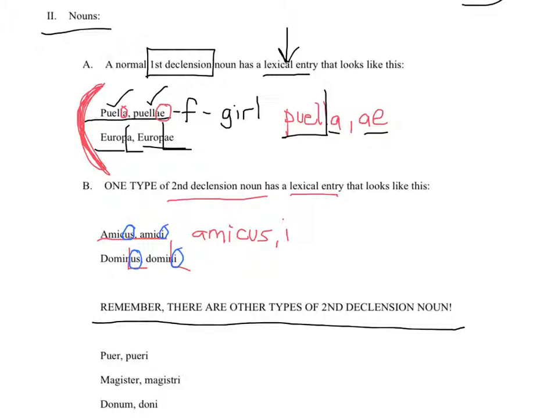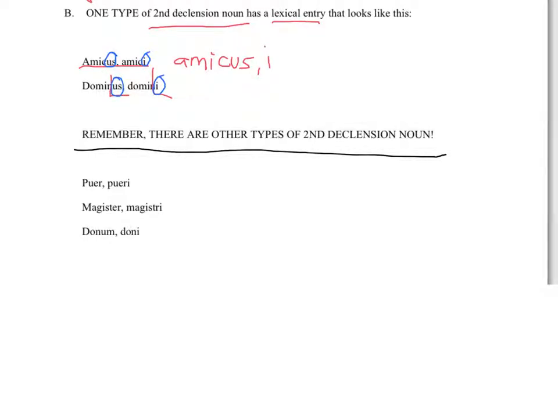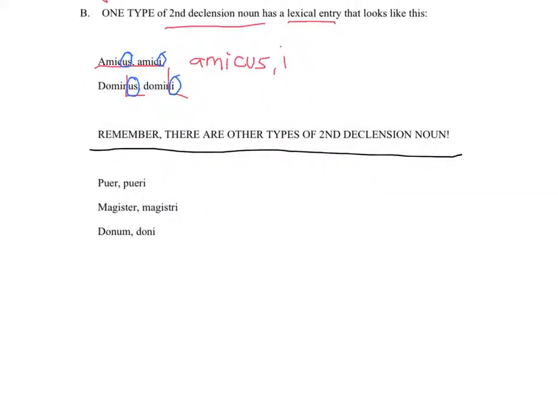However, when you look down at these next examples of second declension nouns, you can see that puer and pueri do not have the same pattern of endings. Puer, for example, does not end in -us. Magister does not end in -us. And donum does not end in -us.